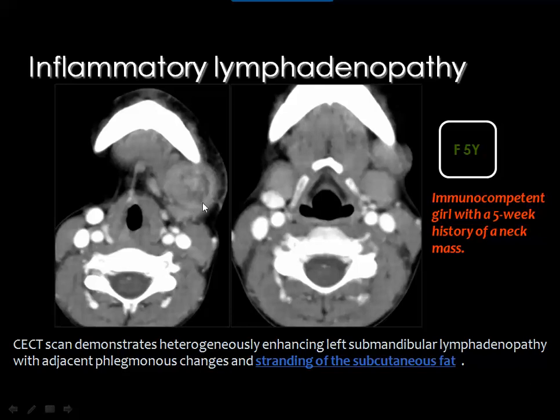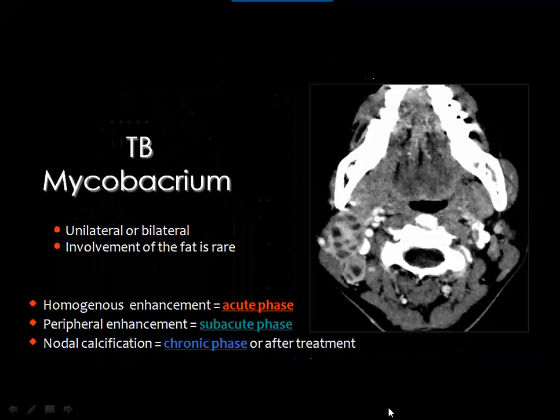But in this case of a child 5 years old, she had a mass which is related to the angle of the mandible anterior to the submandibular salivary gland, and the mass has a necrotic center. And what's very important here is to look at the stranding of the subcutaneous fat, and this, in my opinion, is considered one of the pathognomonic signs that you are dealing with an inflammatory lesion, especially whenever it is subcutaneous in location, like the parotid gland and the submandibular salivary gland as well. This is an inflammatory node, and you can confirm this by the clinical data, which will show some signs of inflammation at this particular swelling.